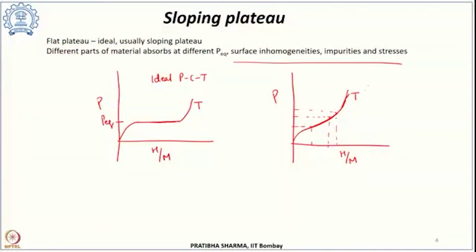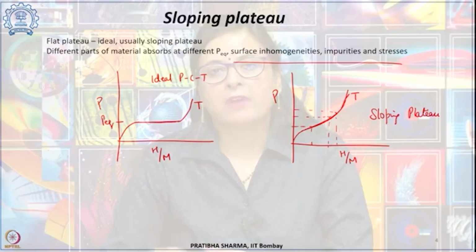The reason for this sloping plateau is the presence of different inhomogeneities in the metal, or the presence of different impurities, or the presence of different stresses. So, these are the reasons which give rise to a sloping plateau. And we have to remember that while designing a metal hydride based system, we have to consider what the actual plateau is for the metal hydride being selected for that particular application.